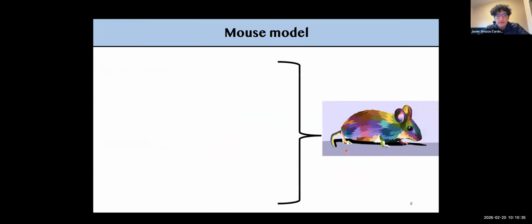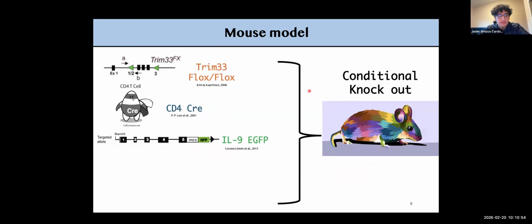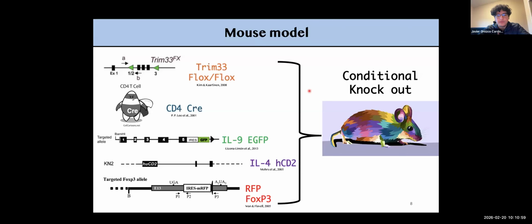To study this, we have a conditional knockout mouse that is floxed for TRIM33 and is depleted by the expression of Cre under the CD4 promoter. With this we deplete TRIM33 in all the T cells in the mice. At the same time, this model is a triple reporter. We have GFP every time IL-9 is expressed, human CD2 for IL-2, and RFP for FOXP3. This is really convenient because we don't have to do any intracellular staining, so we can see the Th9 cells in this way.